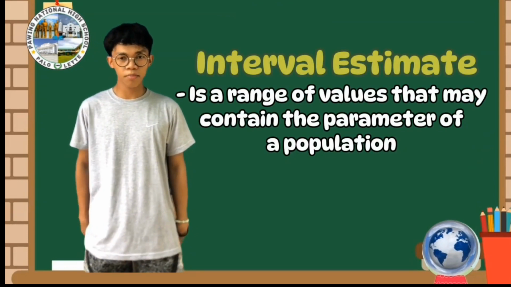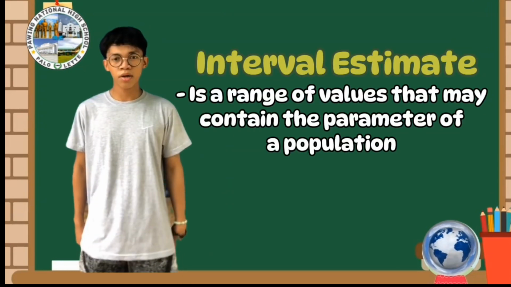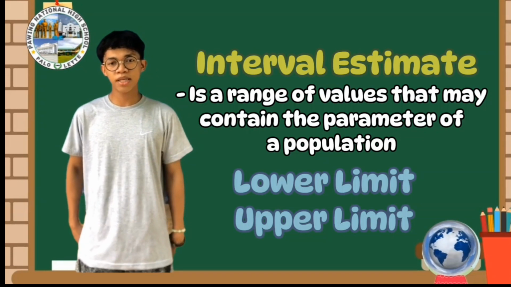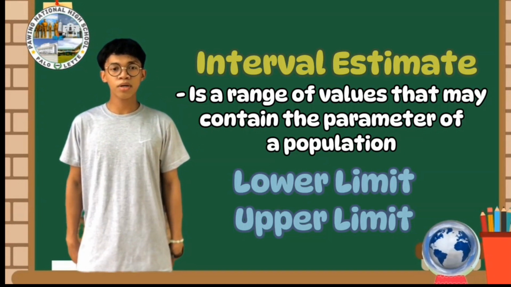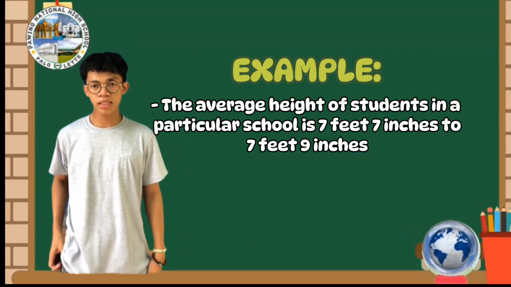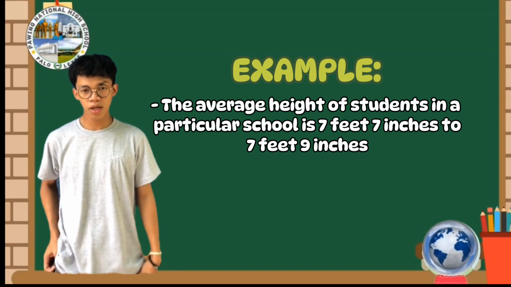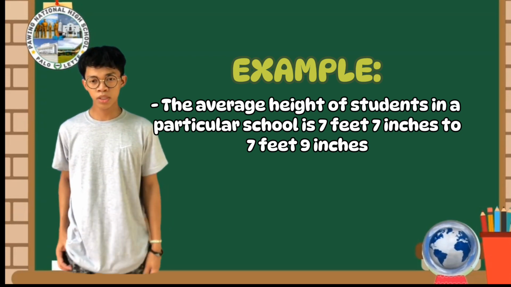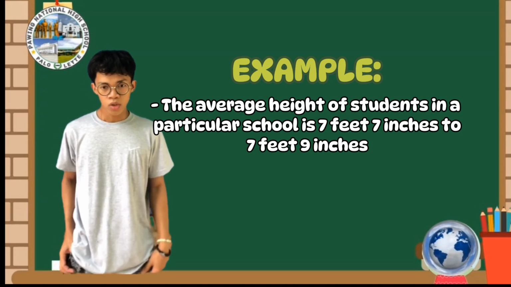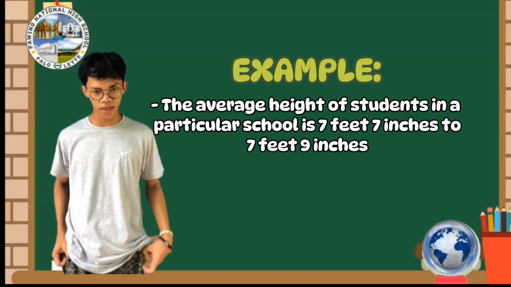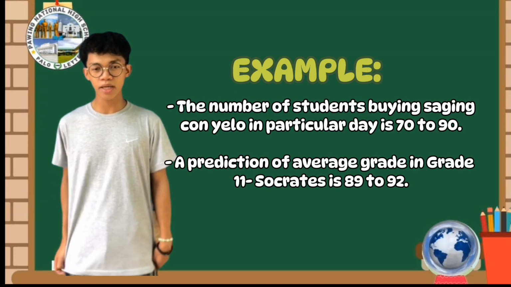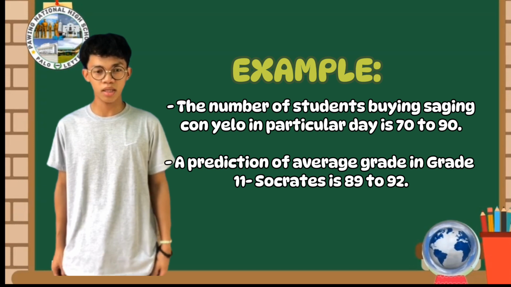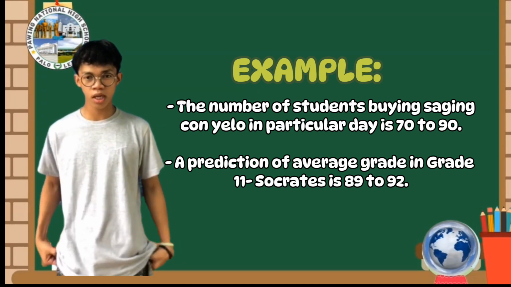The next type of estimate is the interval estimate. It is the range of values that may contain the parameter of a population. Pag sinabing range of values, there are two values, the lower limit and the upper limit. At pag sinabing may contain, pwede meron at pwede ding wala. Here's the example: height of students in a particular school is 7 feet 7 inches to 7 feet 9 inches. So meron tayong dalawang value: the lower limit, 7 feet 7 inches, and the upper limit, 7 feet 9 inches. Pwede yung average nandyan sa range na given at pwede ding wala. Number of students buying saging con yelo in a particular day, 70 to 90. A prediction of average grade in grade 11 Socrates is 89 to 92. Yun ang tinatawag nating interval estimate.